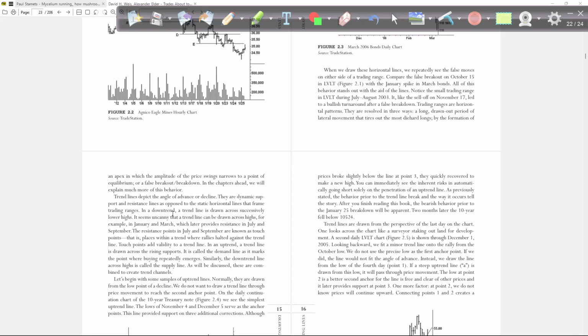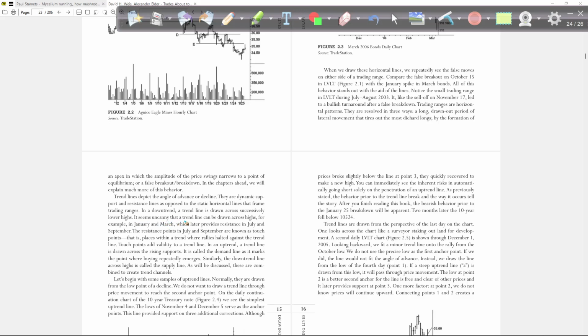In a downtrend, a trend line is drawn across successively lower highs. Basically, an uptrend is formed when we see higher highs and higher lows. A downtrend is formed when we see lower lows and lower highs. So it's basically that concept: in a downtrend, a trend line is drawn across successively lower highs.